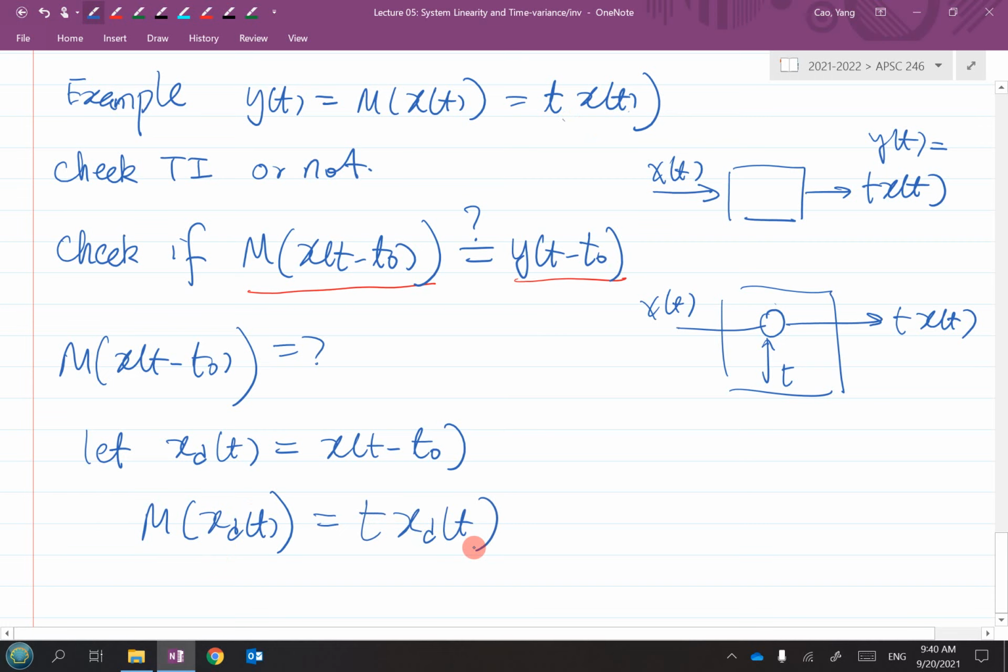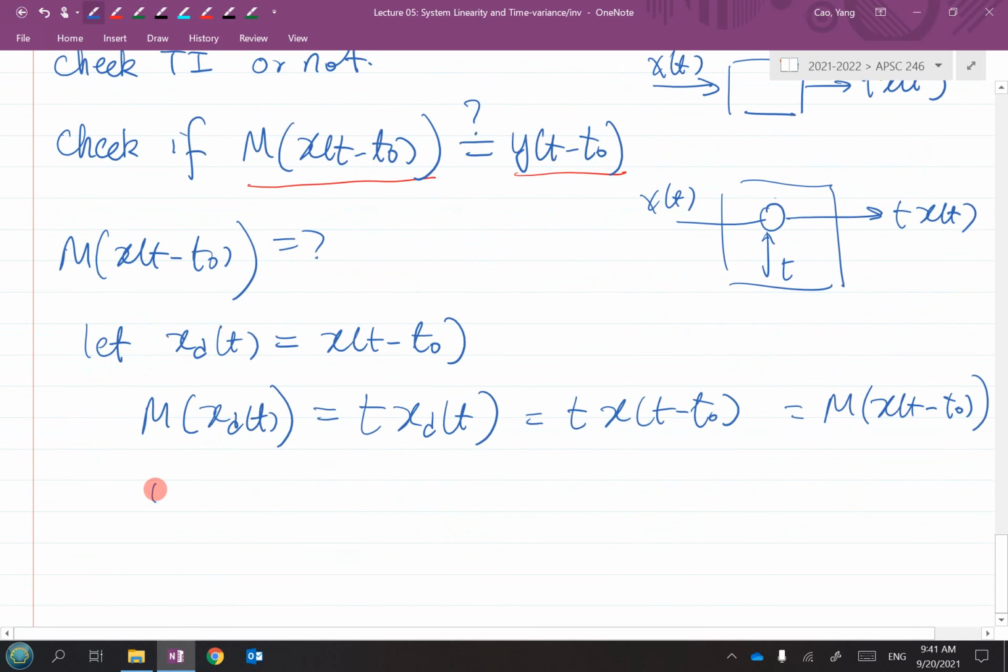And we have xd of t, that's x of t minus t naught. So I'm going to write this as t times x of t minus t naught. Right. There we go. So that's the left side of what we're checking, right? So you should know exactly, this is basically m of x of t minus t naught. Okay, now let's go to the right side of this expression. So what is y of t minus t naught?